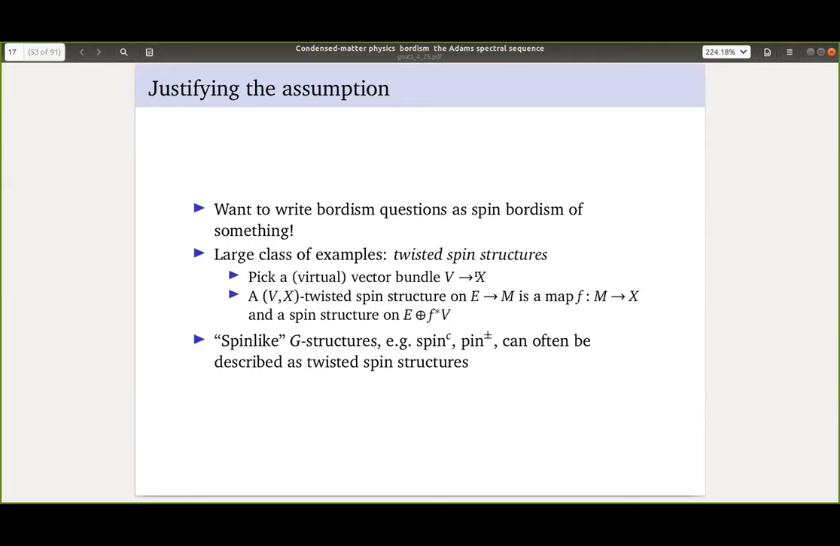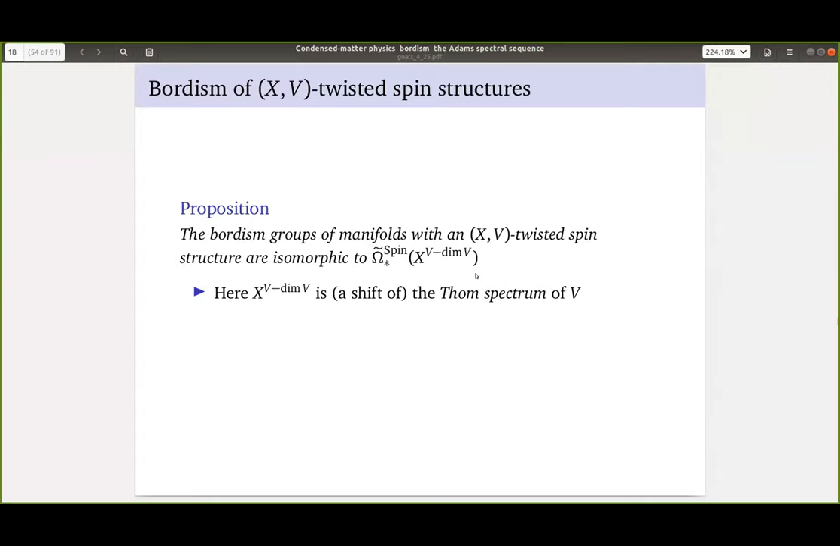So if your problem is spin-like or feels sort of like spin, or if you're a physicist looking at fermionic phases, then there's a really good chance that you can invoke your assumption by writing this as a twisted spin structure. I'll get to the example in just a moment, but the fact is that it helps put these two together.